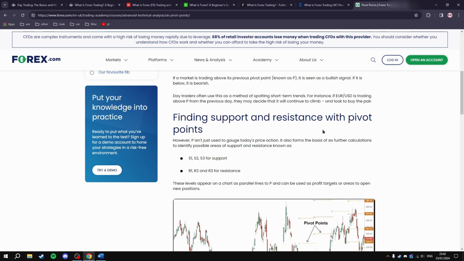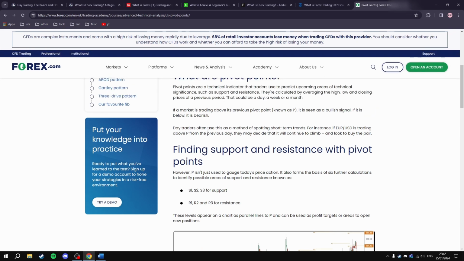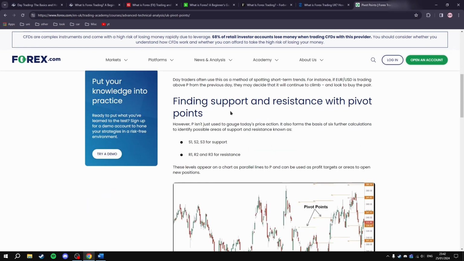Finding support and resistance with pivot points. Wait, so it's trading above P. If it's above, it's bullish, and you buy with the bulls. Because bulls go up, so it's an upward trend, so buy. Right, okay, finding support or resistance with pivot points.